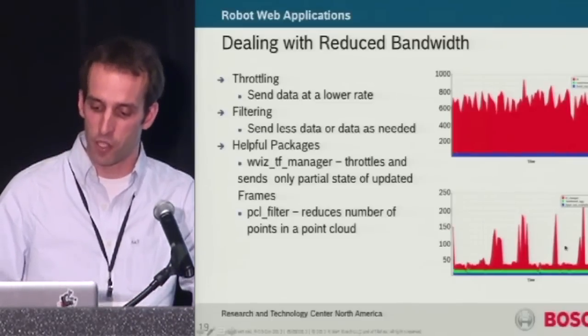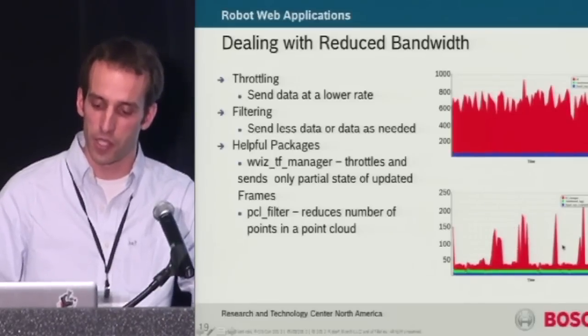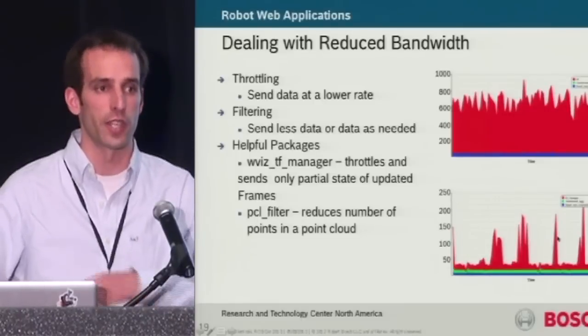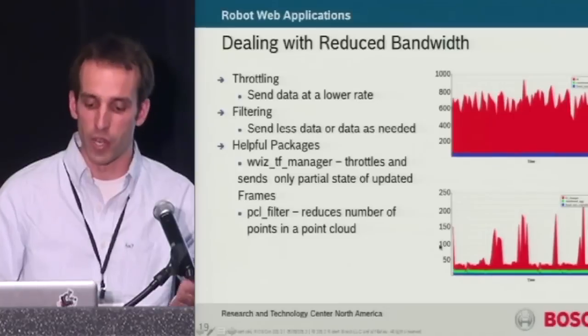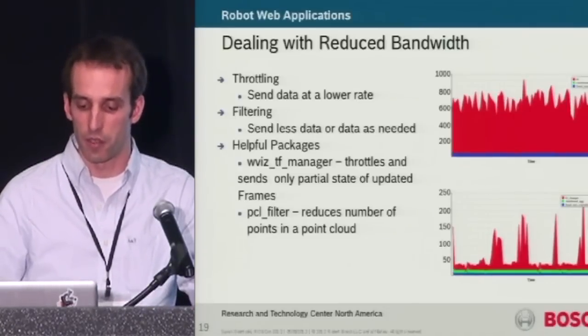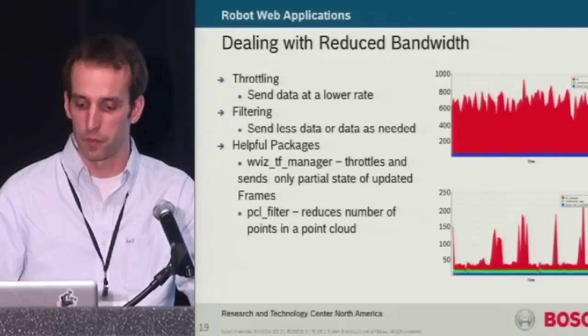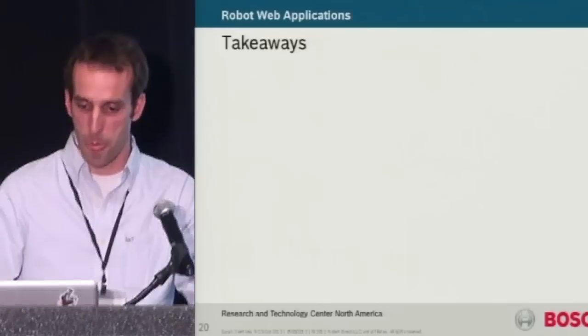So here is actually an experiment done with a PR2. Only those spikes of the TF message occur when you actually move an arm or you start moving the base around. And that really greatly reduced our bandwidth. Another thing that I mentioned before was the PCL filter that really helped to get the bandwidth down.